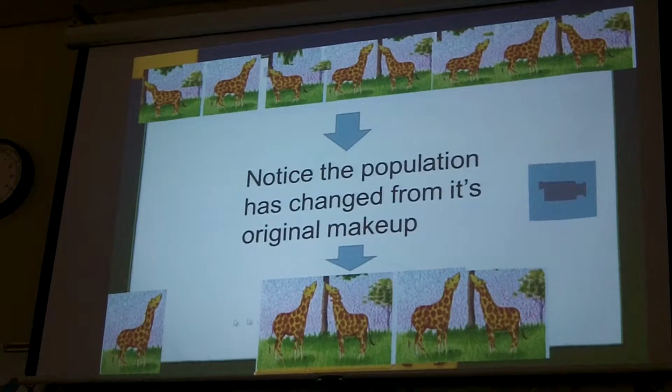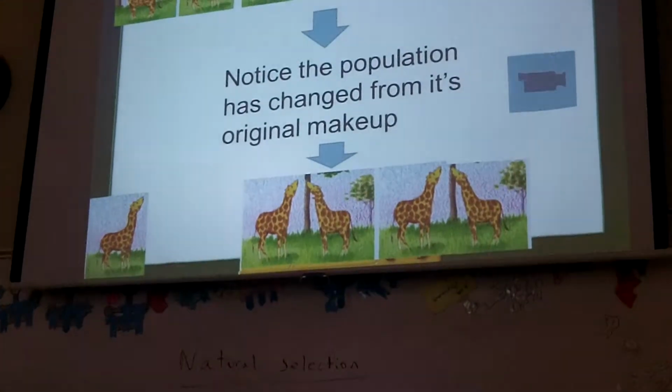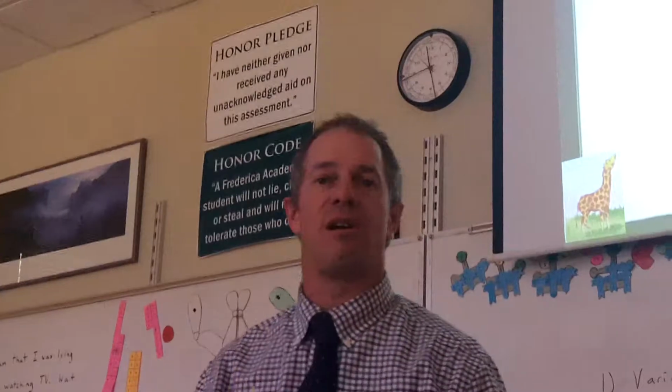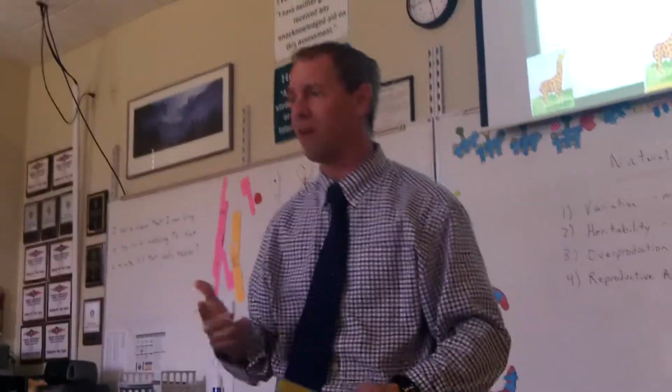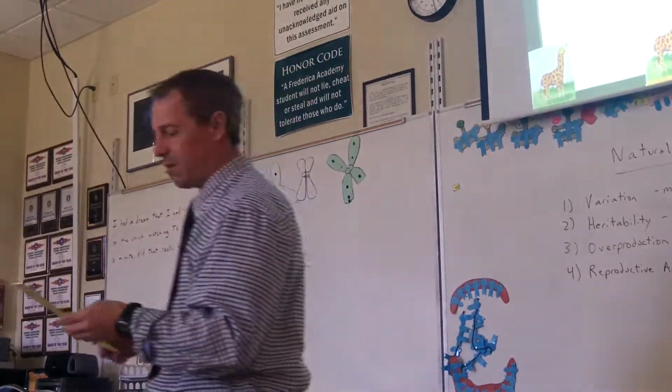So the new population is different from the old population over time. Let's think about how fast this might occur, because it's something when you look around, you don't see this occurring very fast. And the point here is it doesn't have to occur very quickly.